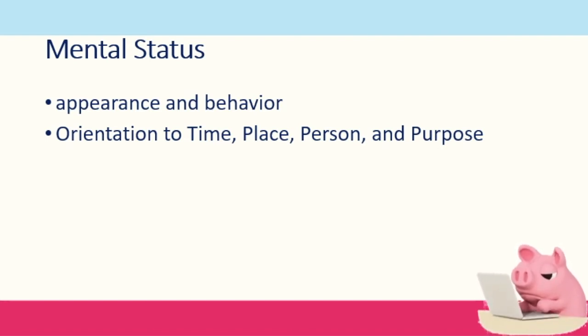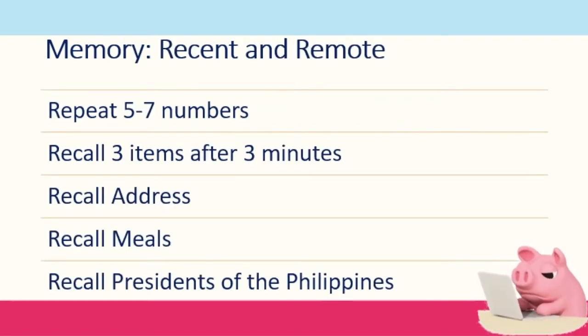As I have previously mentioned to you, class, your alertness and orientation times 4 would mean time, place, person, and purpose. So to evaluate for mental status, you need to ask those questions. Then you have your memory. So you have your recent and then your remote memory.